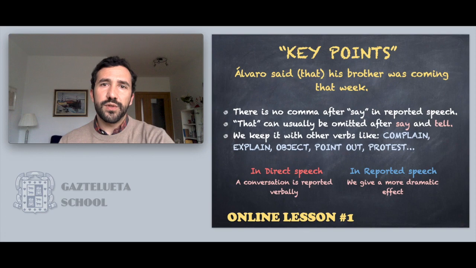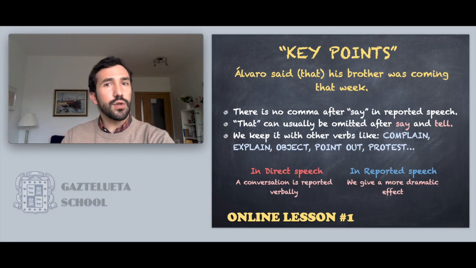The key points of reported speech are the following ones. There is no comma, all together. The word that can usually be omitted after say and tell. You can use it, or if you don't want, you can leave it out. We keep the word that with the other verbs, like for example, complain, explain, object, point out, protest. When we use these verbs, we keep the word that, in Spanish que. Someone has said that. Alguien ha dicho que.